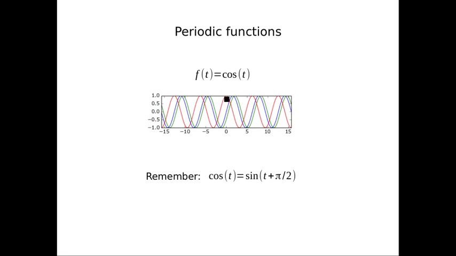So another example, this is cosine t plotted in red. So you'll notice that this starts at 1 instead of 0, but otherwise it looks just like the sine function. And in fact, a cosine is just a sine function that's phase offset by pi over 2. So cosine t equals sine of t plus pi over 2. But in this case, the phase of the cosine starts at 0 and then continues from there.